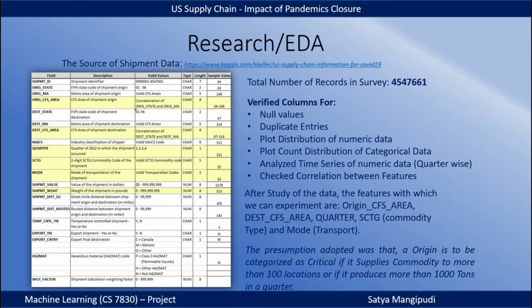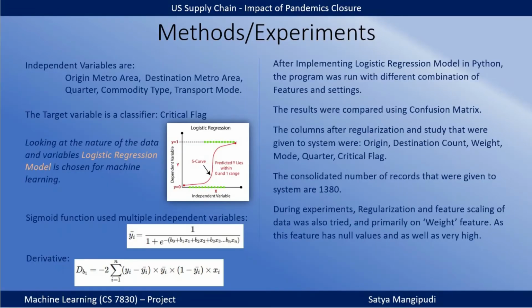Importantly, the presumption adopted was that an origin is to be categorized as critical if it supplies a commodity to more than 100 locations, or if it produces more than 1,000 tons in a quarter. Identified are origin metro area, destination metro area, quarter, commodity type, and transport mode. The target, or dependent variable, is a classifier, the critical flag. We use the value 1 for critical and 0 for non-critical. Looking at the nature of the data and variables involved, the nearest machine learning model to try is the logistic regression model.